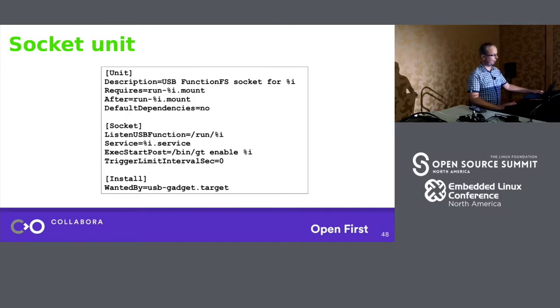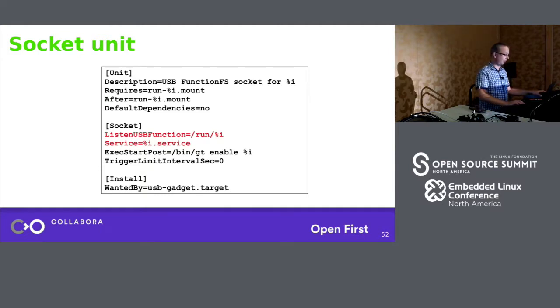So let's see the socket unit. This socket unit is the most important unit from the point of view of activating our user space implemented USB function. It pulls in the mount unit as a dependency, and it does have its install section, which means it has to be systemctl enabled. It must not inherit default dependencies, otherwise a dependency cycle is formed. And it listens for traffic under our FunctionFS mount point. And if some traffic happens, it starts our service unit.